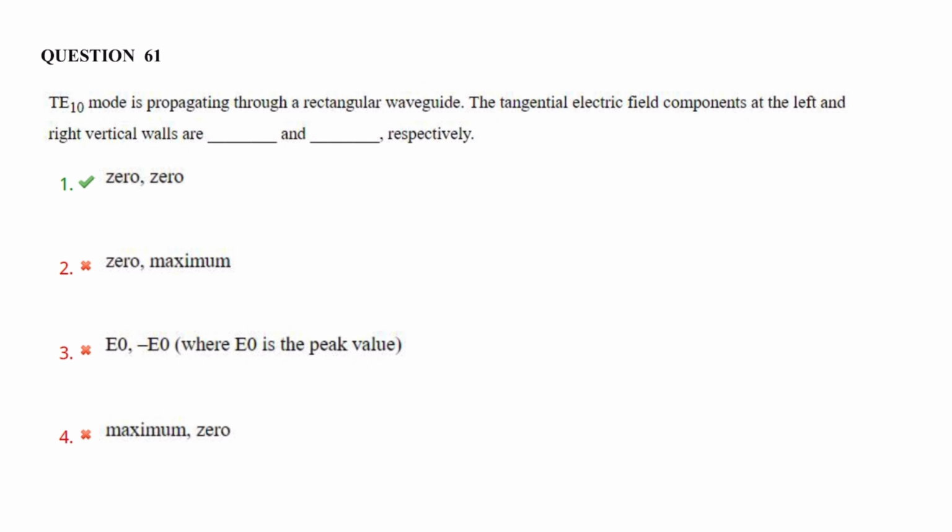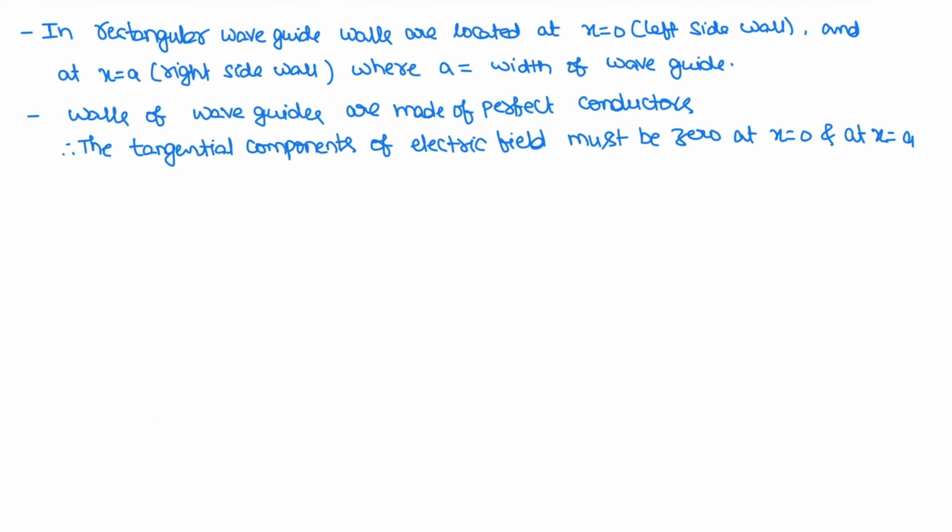61st question. TE10 mode is propagating through a rectangular waveguide. The tangential electric field components at the left and right vertical walls are dash and dash respectively. The waveguide is made up of perfect conductors. The walls of the waveguide are made up of perfect conductors.